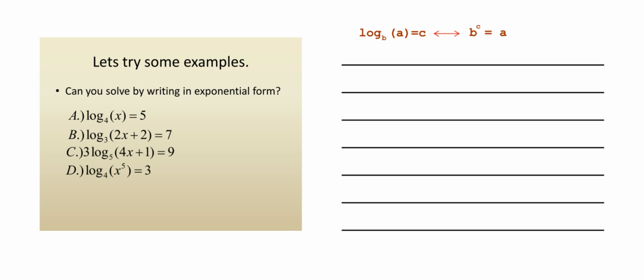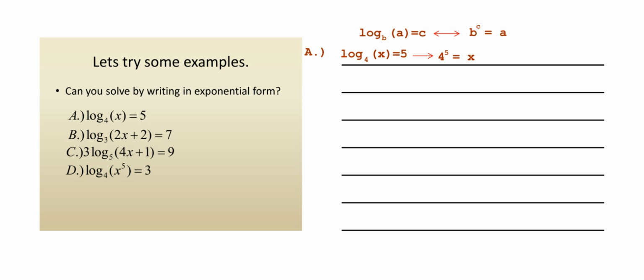So first scenario, a, we have log base 4 of x equals 5. So therefore we can convert this. Agreed? Looks to be fairly straightforward, converting. Our base is 4, and the a value is x, right? So therefore the exponent is 5. So 4 to the 5th equals x.